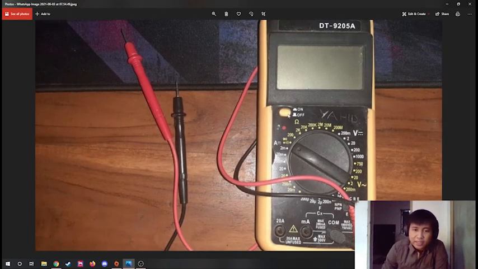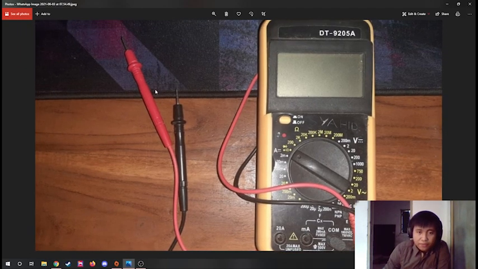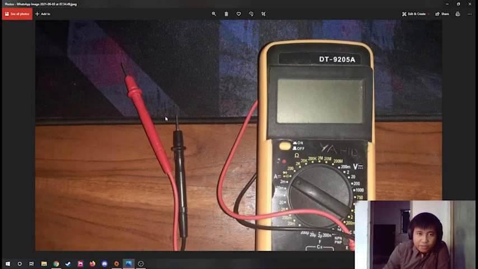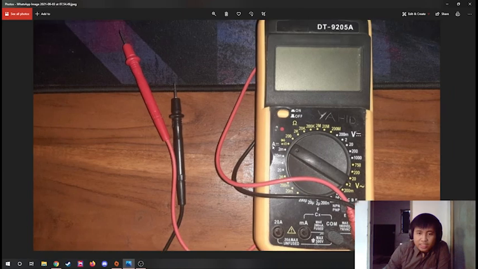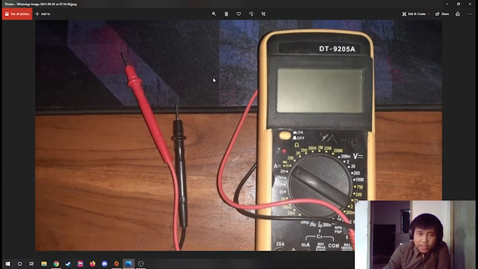Secondly, turn on the multimeter until the LCD shows some numbers or indicator. And then let's say for example you want to measure a resistor: first you take the red probe and touch the metal part of the red probe to one leg of the resistor, and then the black one to the other leg. It's not important which leg you connect to which probe, because a resistor doesn't have polarity.